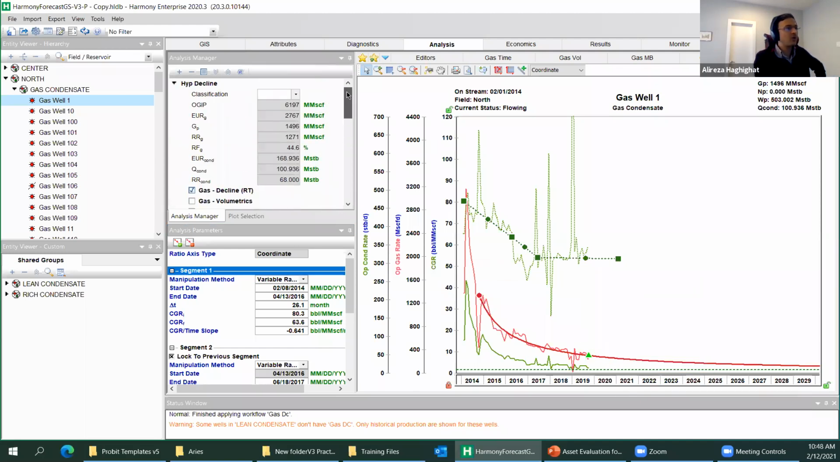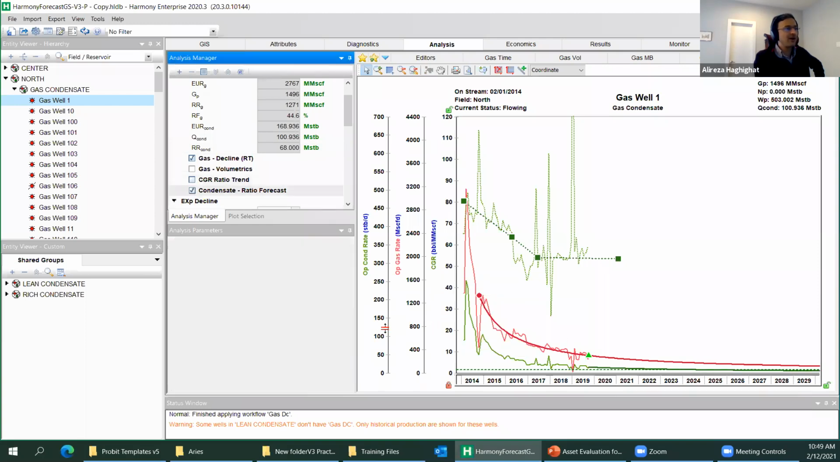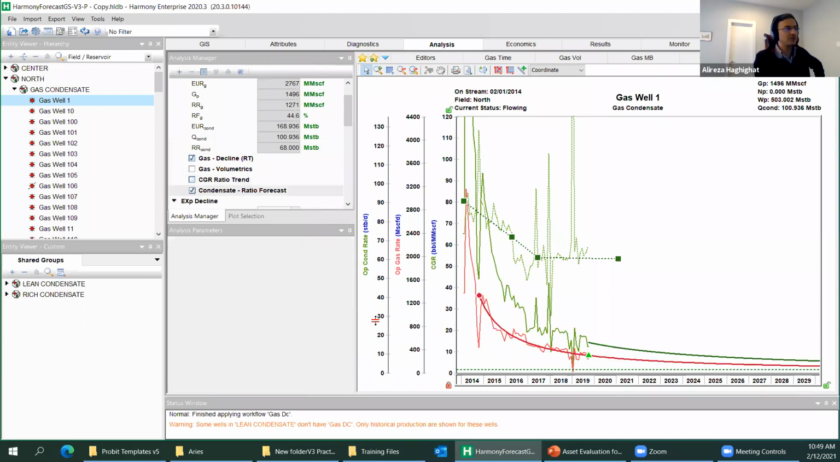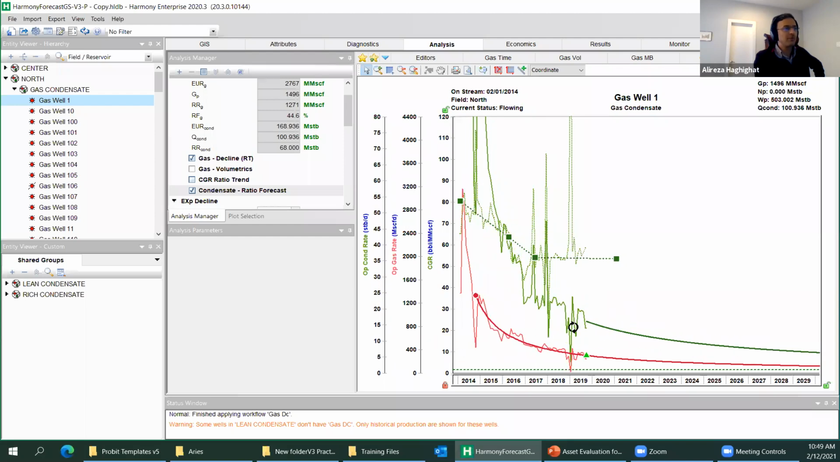rate. So now, if I combine these two analyses, I can go to my hyperbolic decline, and I can see how much condensate I'm going to produce in the future by combining the condensate to gas ratio trend with my gas forecast. So you can see this is a different way to predict the condensate production in the future. So we are done with single well analysis.